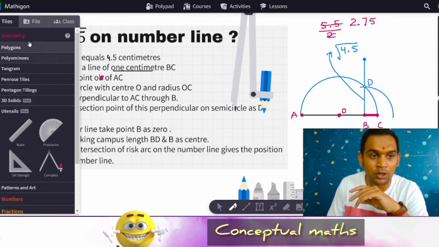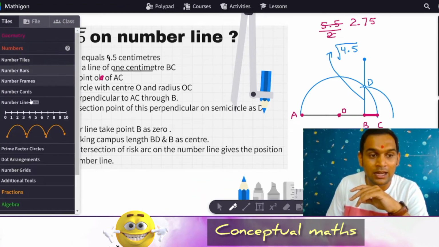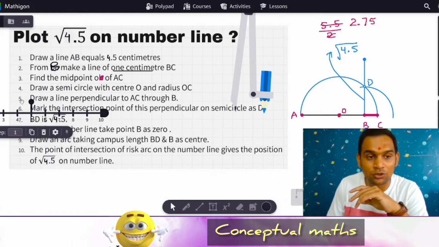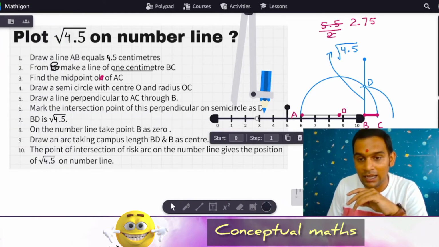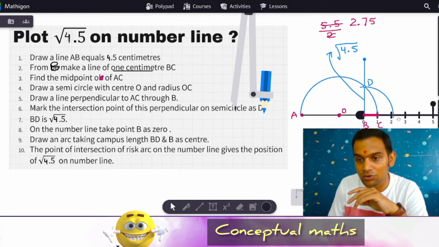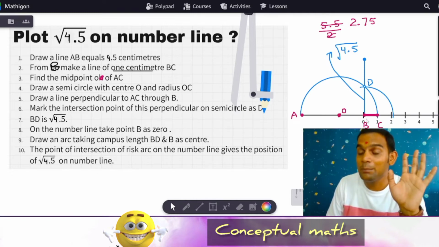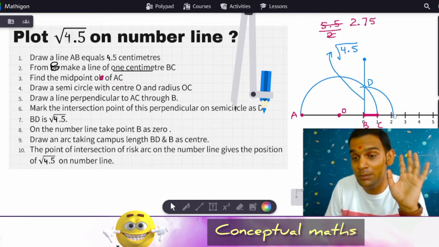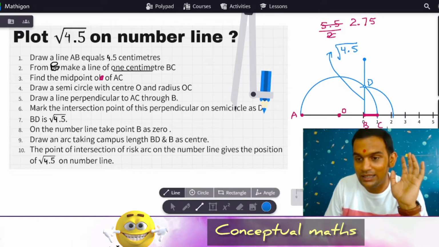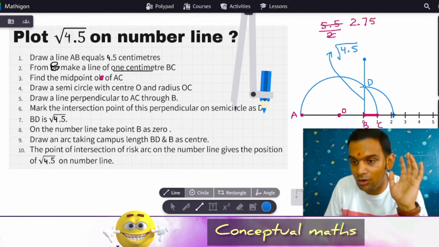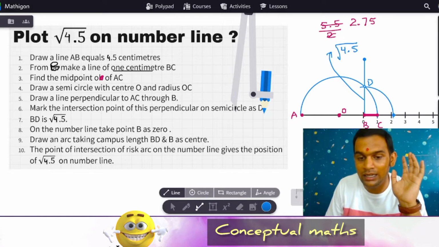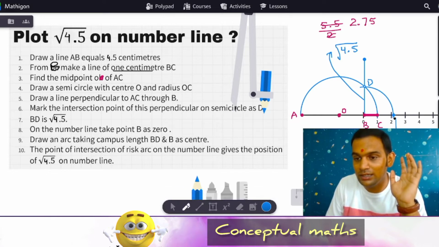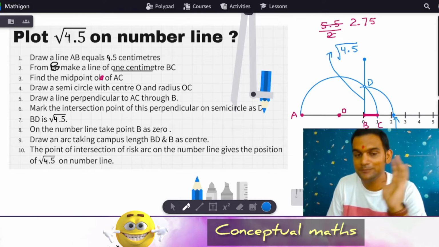So what do we do? We draw the number line. Now, since we are drawing the number line, you must be very careful that the zero of this number line should start from point B. Why? Because we are measuring root 4.5 from this B. So now, as you can see, the intersection point on the number line on this particular arc is representing square root of 4.5.